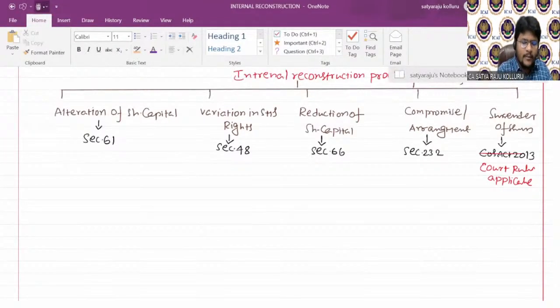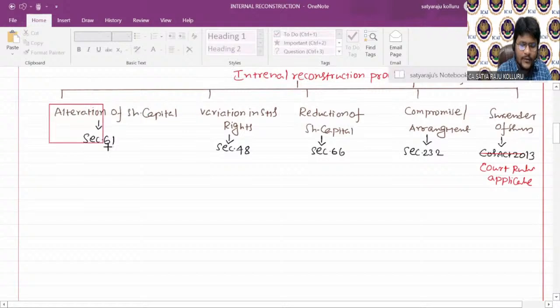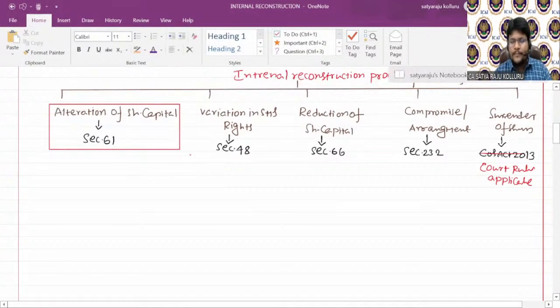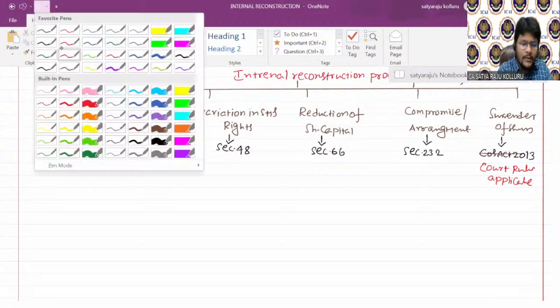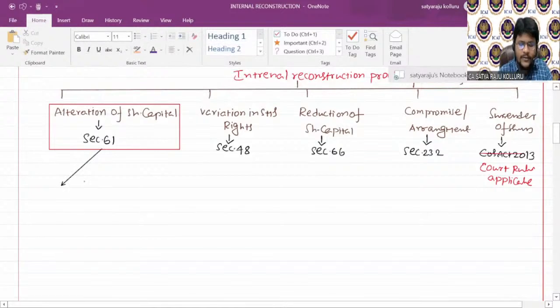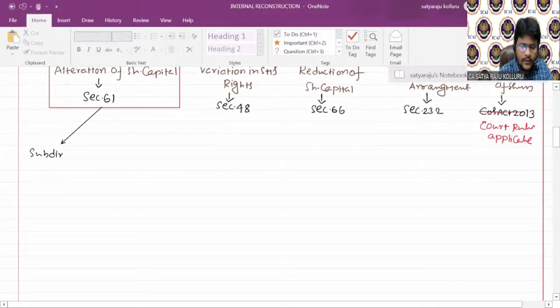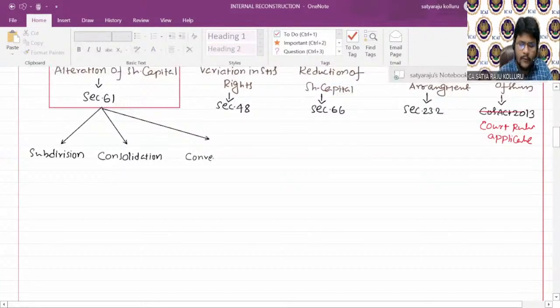Now, all of you, can you please come to alteration of share capital here? Sir, in case of alteration of share capital, what will happen, sir? Alteration of share capital involves subdivision of shares, or maybe consolidation of the shares, or maybe conversion of shares into stock and vice versa.